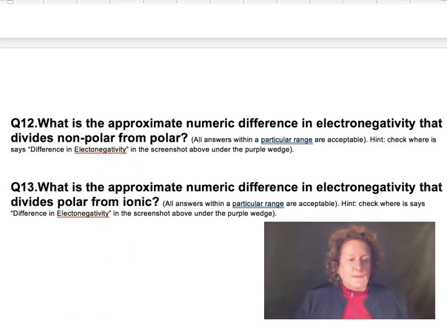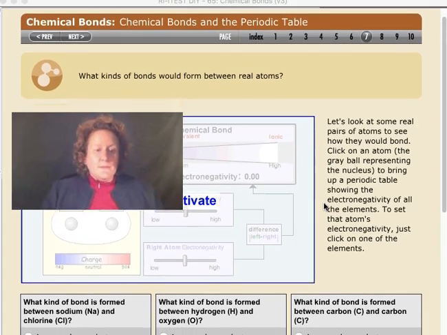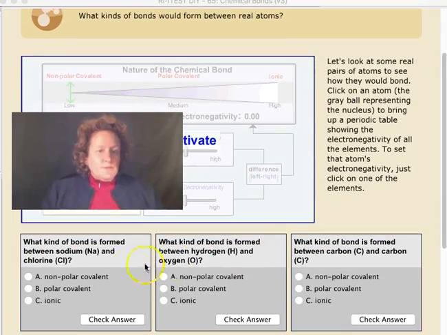In this section, we're going to get real. In other words, we're going to use real atoms from the periodic table now. We're going to ask ourselves what kind of bonds would form between those real atoms on the periodic table. We're going to look at real pairs of atoms and look at the differences in electronegativity and hypothesize and examine what kind of bonds form between real atoms. We're going to look at the difference between sodium and chlorine, between hydrogen and oxygen, and between carbon and carbon.